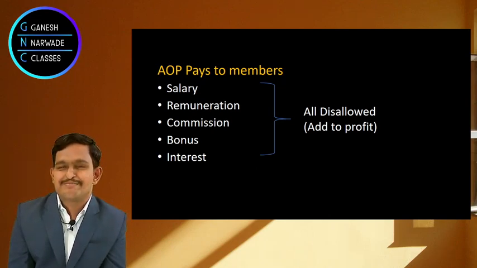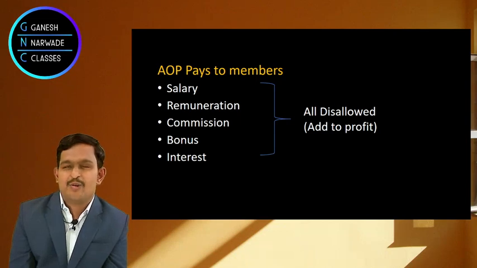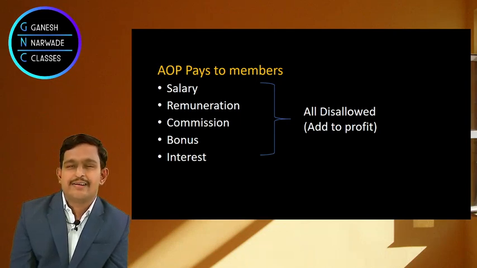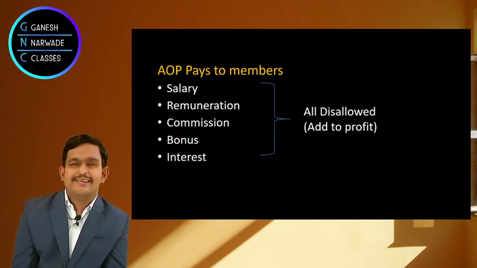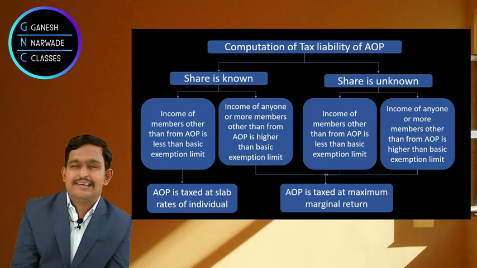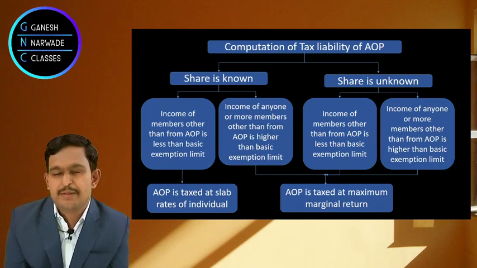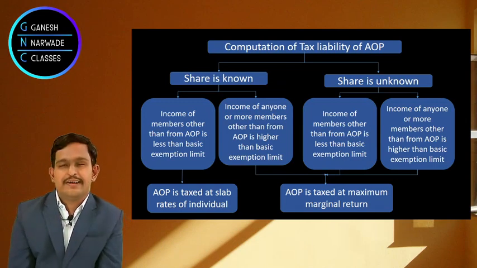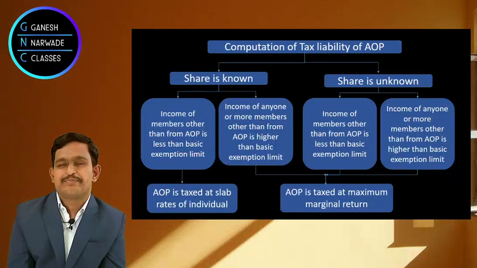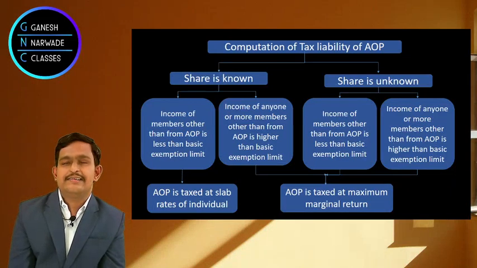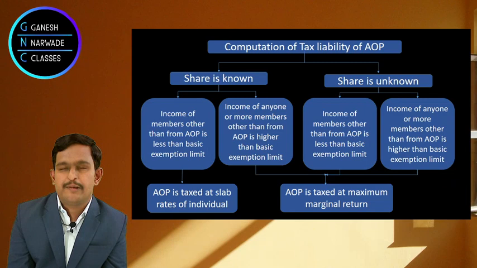In which section is the disallowance given? 40BA. Very good. Now, what rate should the tax be? You can see the blue color chart with white words, correct? Yes, sir. Now, they divided the tax of AOP.